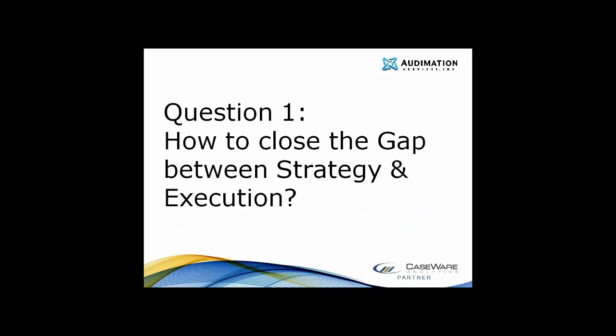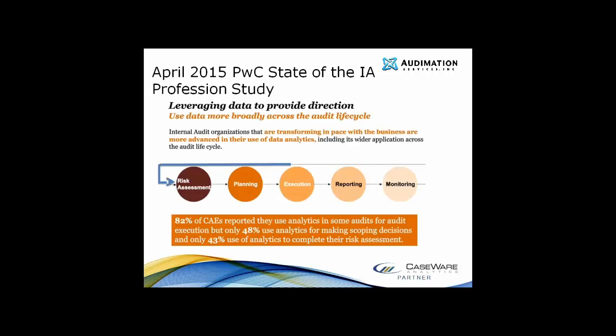So question number 1, how to close the gap between strategy and execution. I only have a couple of slides on that, but again, timing is kind of a fortunate thing. The April 2015 PricewaterhouseCoopers State of the Internal Audit Profession study was released. And I read that study, and I like this slide a lot, talking about leveraging data to provide direction.